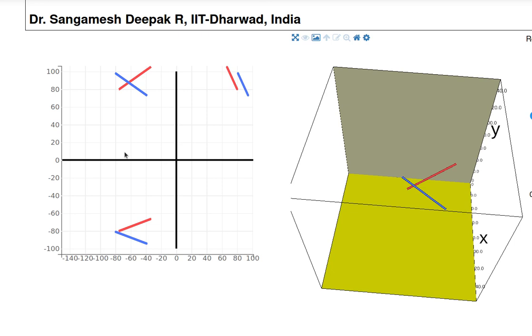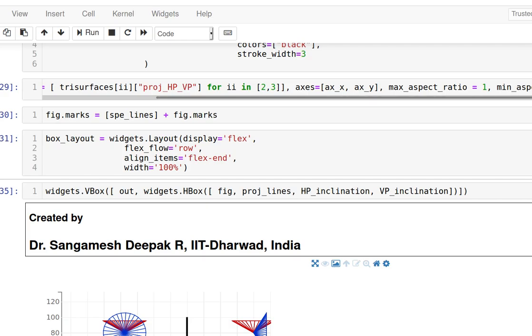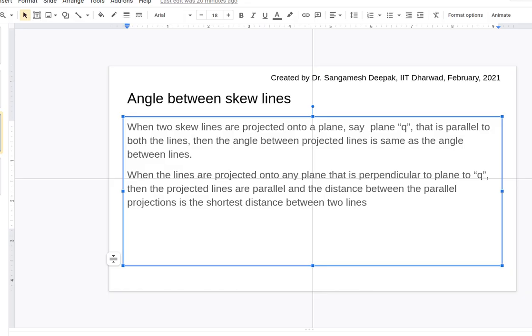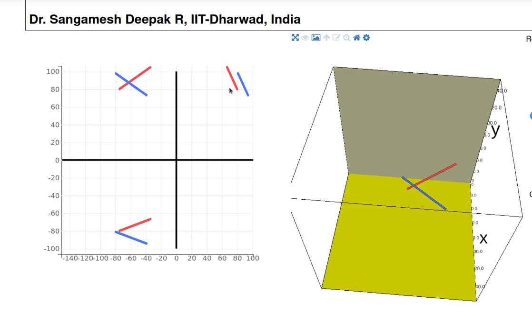And in the case of the profile view, if a line is parallel to this line, see, the idea is this: if you take HP, then this line represents HP, VP, and this line represents the profile plane.